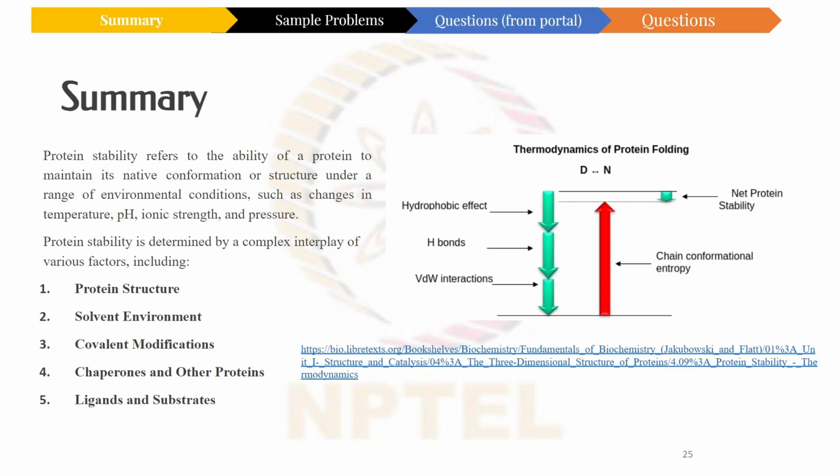So here the forces that promote folding are mainly non-covalent interactions and the hydrophobic effect, but the force which opposes folding is chain conformational entropy. The balance between those opposing and supporting forces is the net protein stability. And the solvent environment, including pH and temperature, can affect the stability of a protein by altering the balance between electrostatic and hydrophobic interactions.